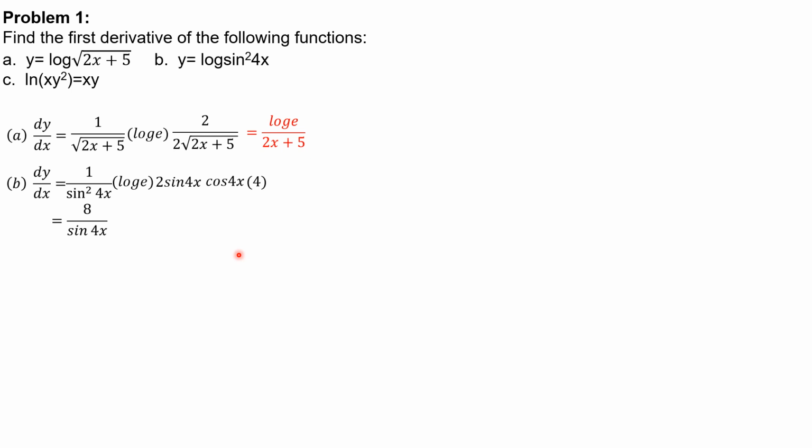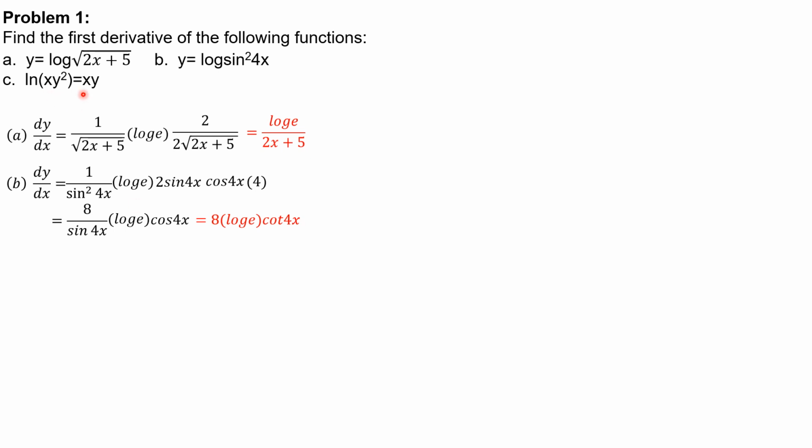8 sine of 4x, after we cancel out sine 4x, then there's still sine 4x here. Then log of e times cosine 4x. So simplifying, the final answer is 8 log of e cotangent of 4x.